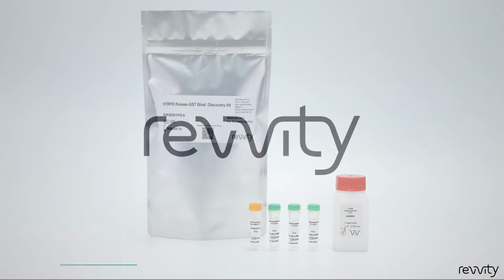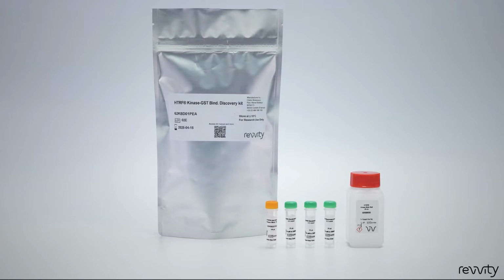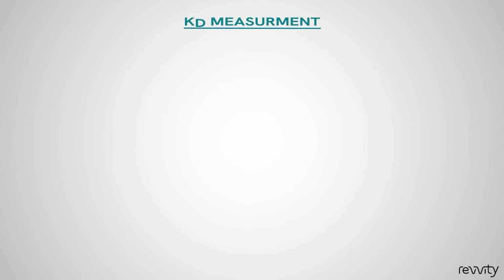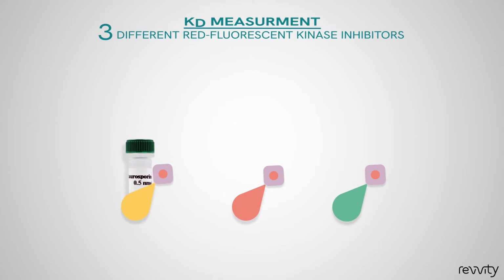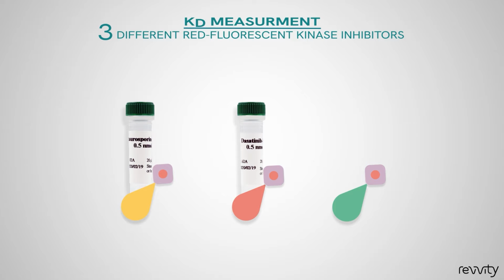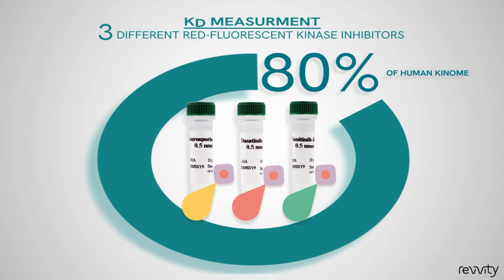This video shows you how to select the optimal inhibitor fluorescent tracer for your kinase of interest so you can perform a kinase binding assay using an HTRF kinase binding discovery kit. Our various discovery kits enable you to accurately measure the KDs of 3 different red fluorescent derivatives of staurosporine, dasatinib, and/or sunitinib on your tagged kinase of interest. These 3 fluorescent inhibitors cover about 80% of the human kinome.